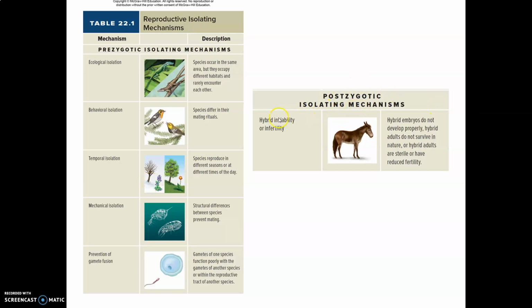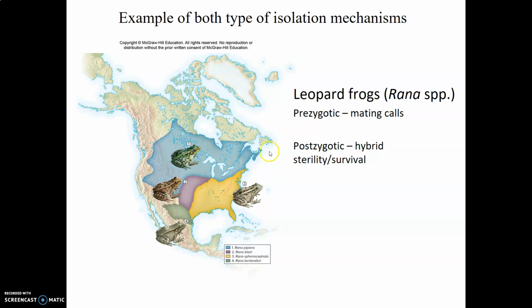A post-zygotic barrier might be one where two different species can produce an offspring, but this hybrid is in fact infertile, or maybe the hybrids don't survive. Or if the hybrids do survive, they are sterile or have reduced fertility themselves. Here's a couple of examples of some isolating mechanisms that we see in North America. These are leopard frogs, different species of leopard frogs. Most of the time, the species are separated by pre-zygotic barriers because the frogs have different mating calls, right? But there may also be a post-zygotic play in this also, because hybrids in areas where we have different species of leopard frogs that live next to one another may have a reduced hybrid survivability.